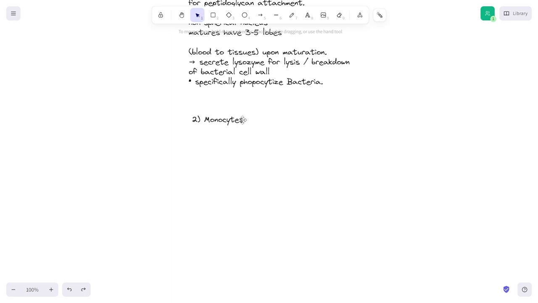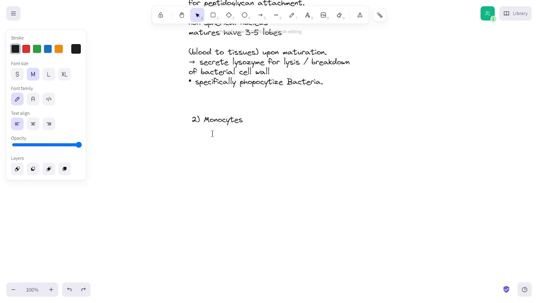So the monocytes are a type of white blood cells, a type of granulated white blood cells, and they have a bean-shaped nucleus. They are 2 to 8% of total white blood cells.